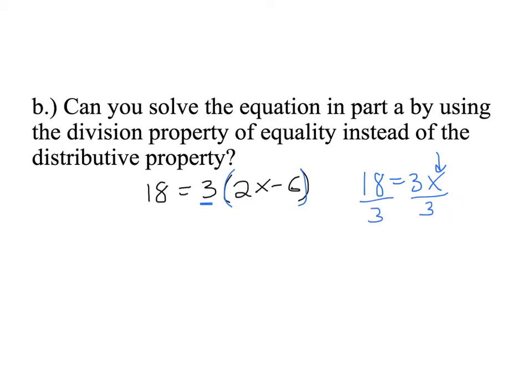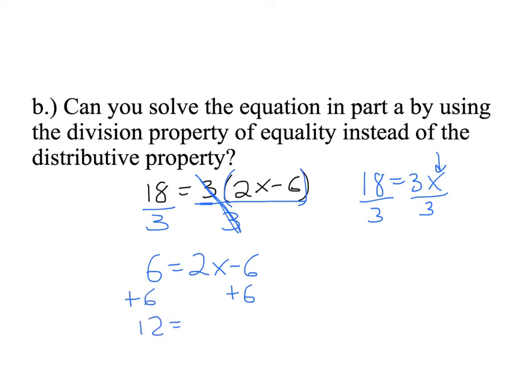Well, we can still divide both sides by 3, and the 3 and the 3's cancel out. So now we're going to have 6 equals 2x minus 6, and we could just solve from there. Add 6 to both sides. 12 equals 2x. Divide both sides by 2, and you still get x equals 6. So, yeah, it's up to you whether you want to go through and do the distributive property, or if you just want to right off the bat divide both sides by 3, and then you have a two-step equation. I think this second way is probably easier, just dividing both sides by 3.